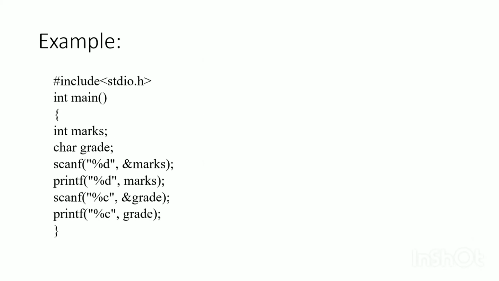Then we move to a simple example. As we know, the very first line in the program is the header file. We have included #include <stdio.h>, that is the standard input and output header file. Then the main function, the point where the program execution starts. Then opening brace, we have declared the marks variable of type integer, semicolon. We have declared the grade variable of type character, semicolon.